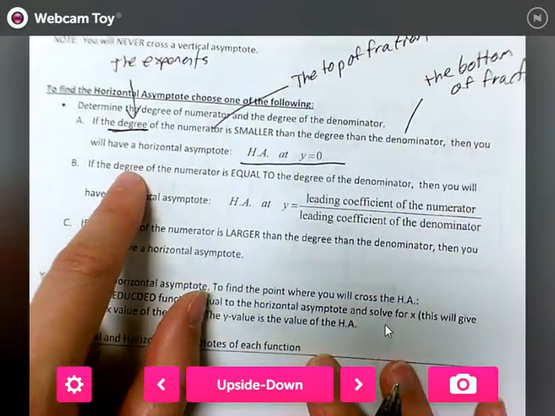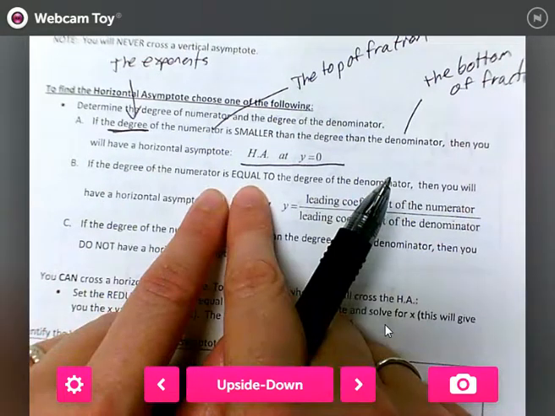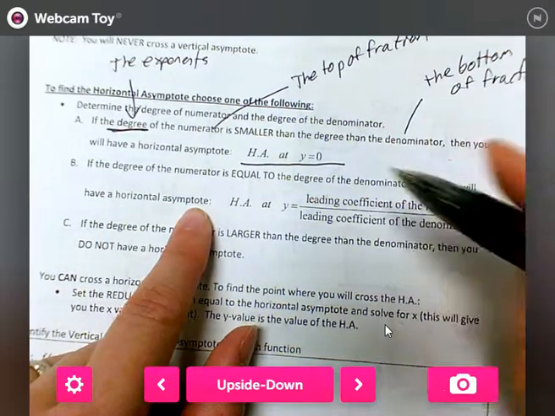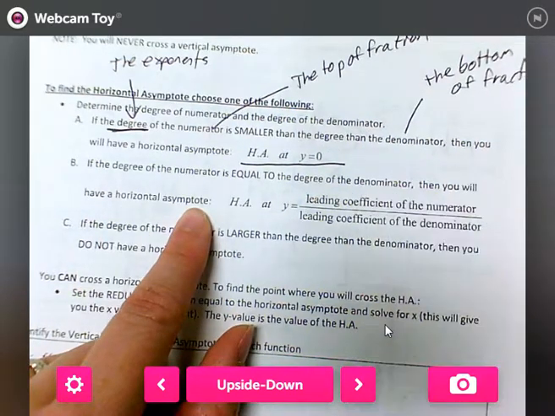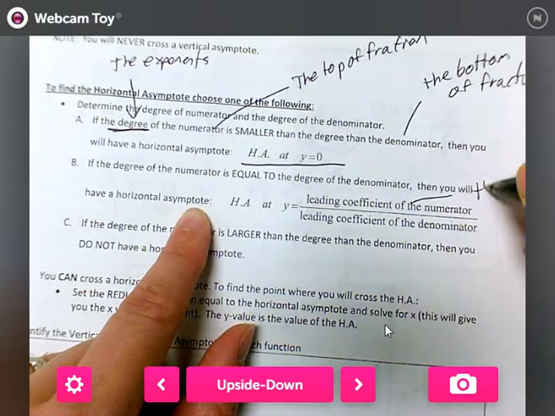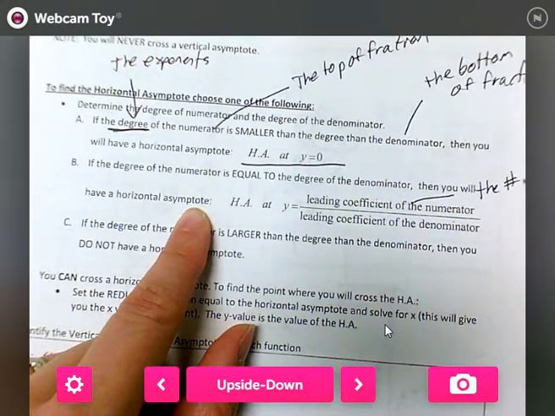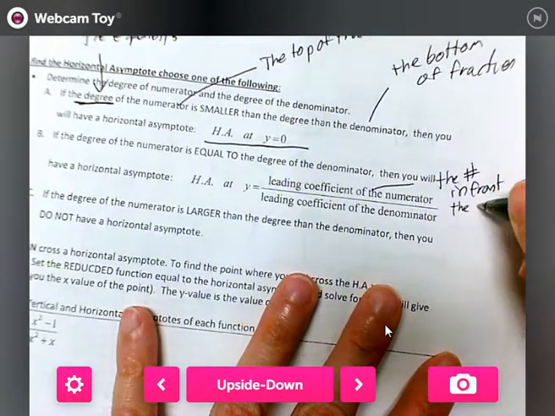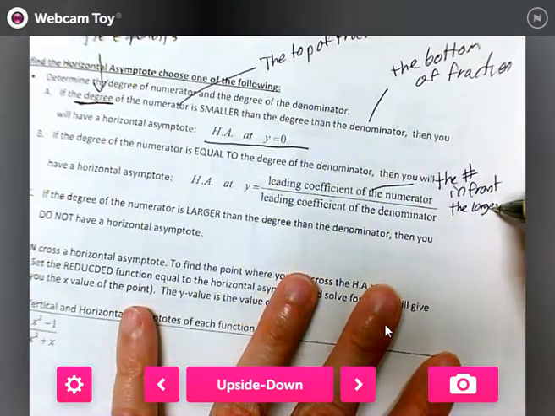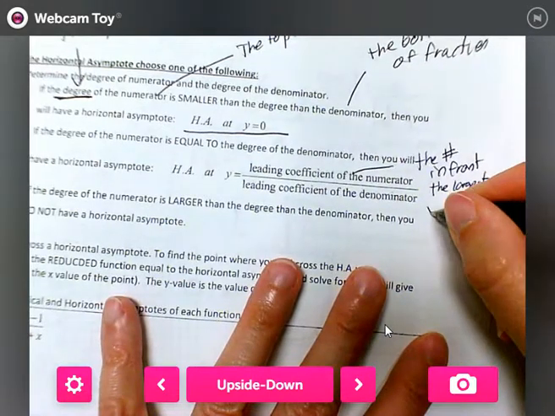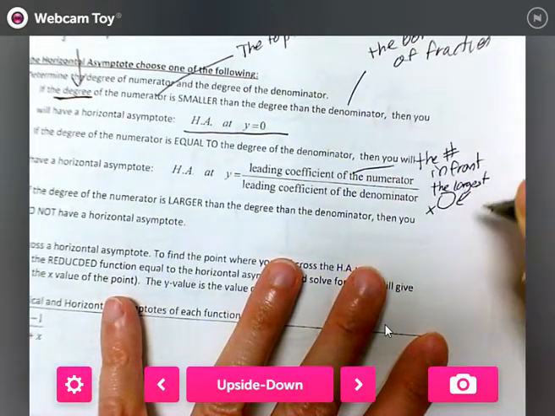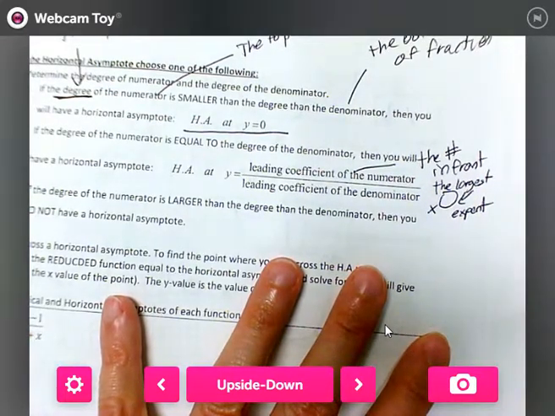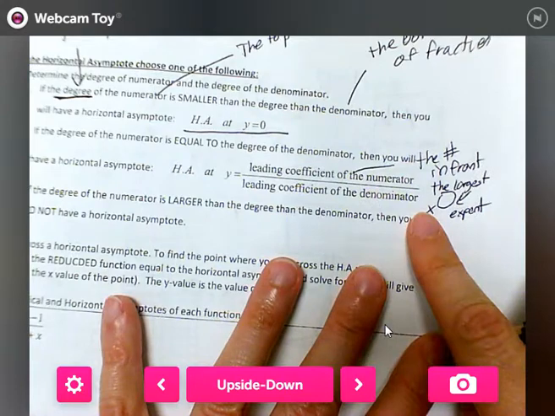If the degree of the numerator is equal to the degree of the denominator, then you have a horizontal asymptote at the leading coefficient over the leading coefficient. And the leading coefficient is the number in front of the largest x with the exponent. The largest number in front of the variable with the biggest exponent.